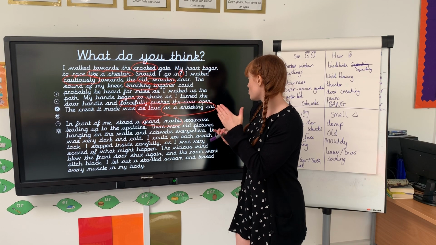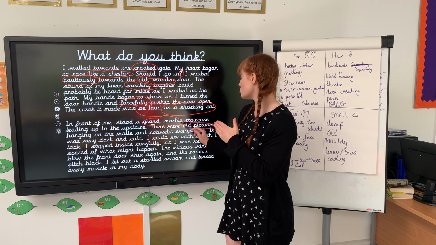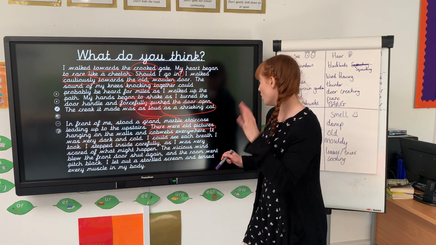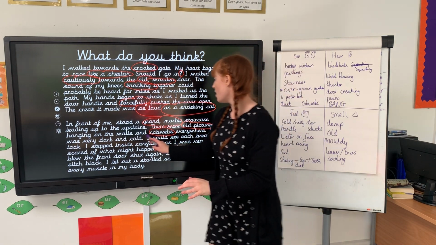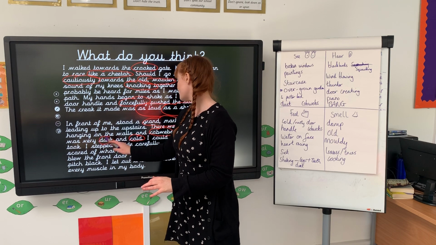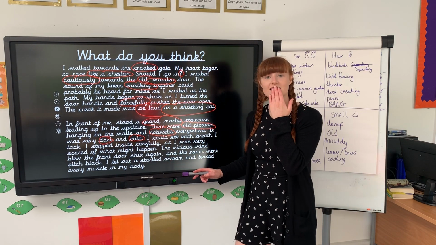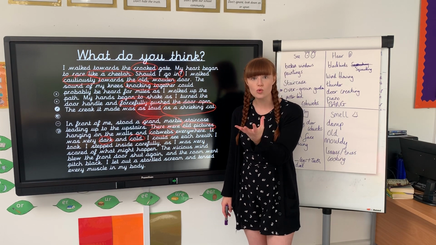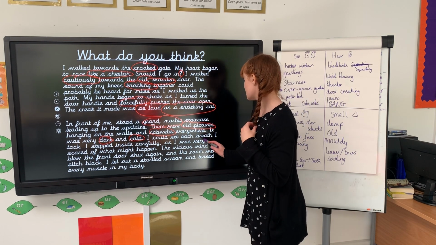I can see the pictures on the wall, so I've said about old pictures. I've said about cobwebs, again, what I can see, what I might be able to feel as I'm touching it. I'm saying that I feel cold and it is very dark. I can see each breath. So that tells you, again, that it's a really cold, misty, eerie place.